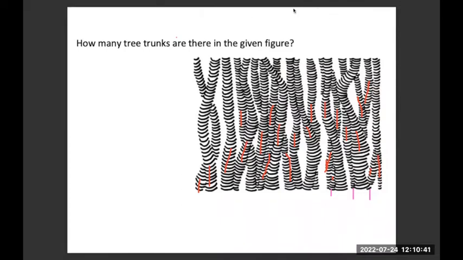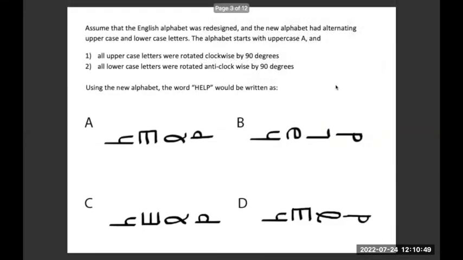So we'll move to the next one then. This is a font-based question where you have to make a font typology. What is given here is how the font is prepared. What this person has done is, while redesigning the English alphabet, the new font style will have alternate uppercase and lowercase. Uppercase is capital, lowercase is small letters.